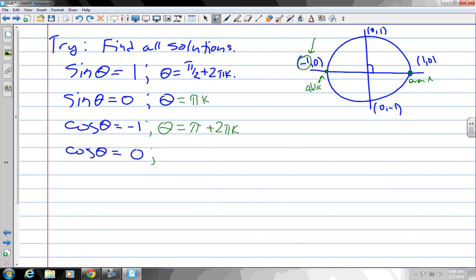Yeah, 90 and 270, or you can say it's pi over 2, then you have to go another pi, or 180, and then another 180, and another 180, right? So you can just say it's pi over 2 plus just pi k, right? The period of that solution is just pi. Is that okay?